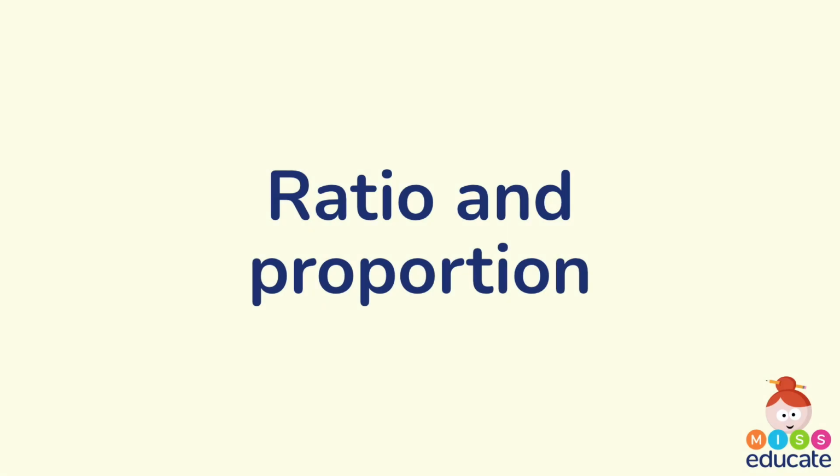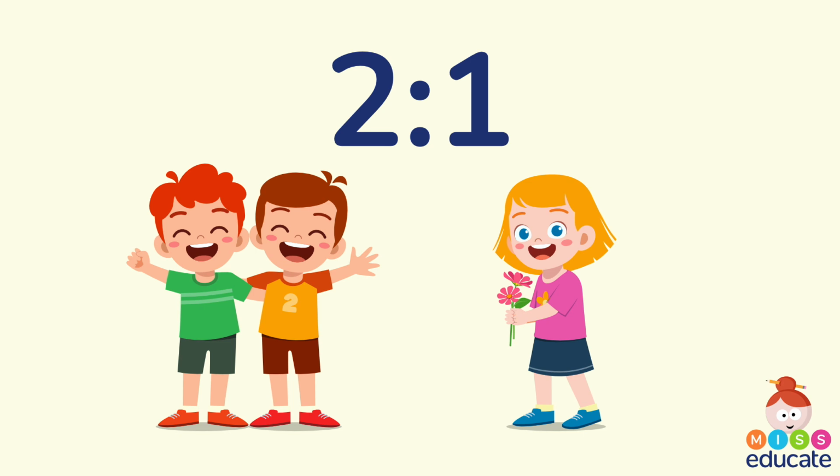Today we are learning about ratio and proportion. So what is ratio? Ratio is comparing values using numbers of the same kind. For example, you might use ratio to compare the number of boys there are in a class to the number of girls. Here we can see we have 2 boys and we have 1 girl. So the ratio is 2 to 1.